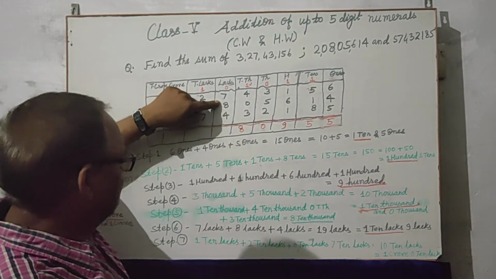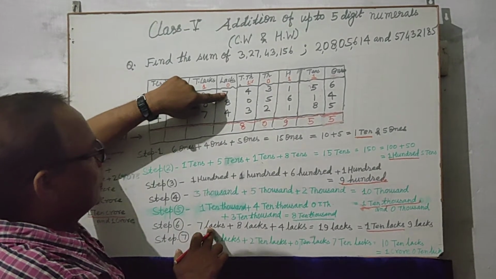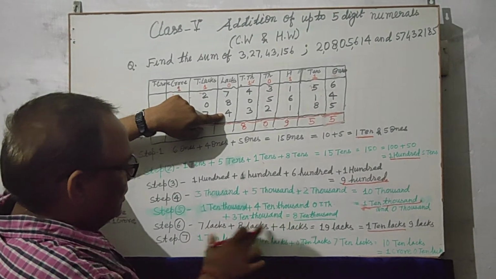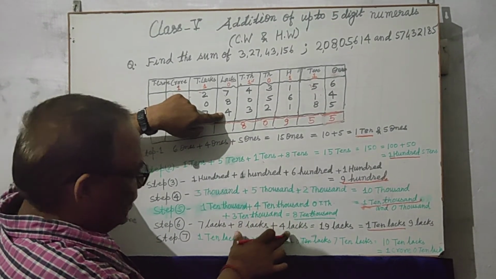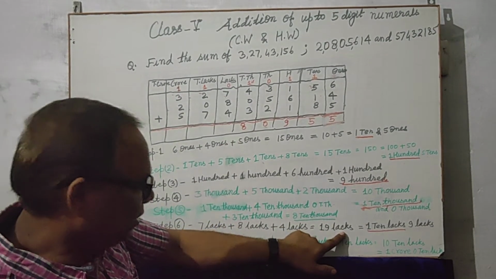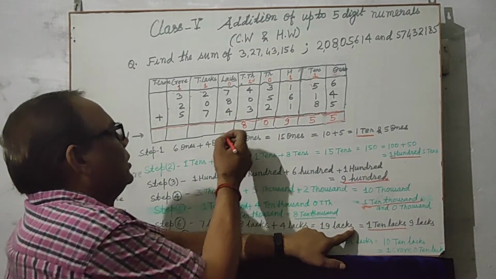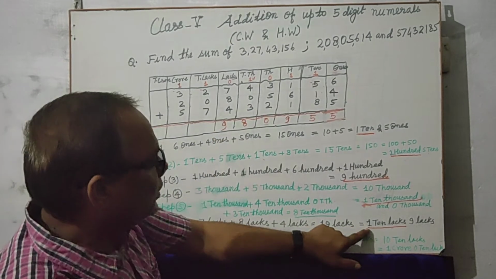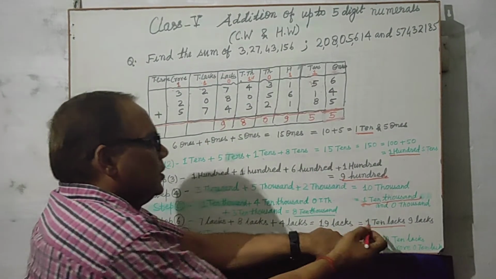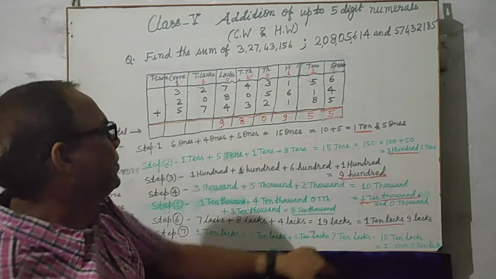Again take the sixth step: 7 lakhs, 8 lakhs, 4 lakhs, total, after adding we are getting 19 lakhs. 19 lakhs means 1 ten lakh and 9 lakhs. Put here 9 lakhs and carry 1 ten lakh to the place of ten lakhs.